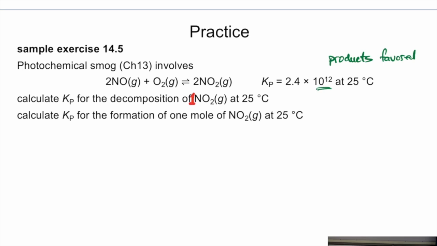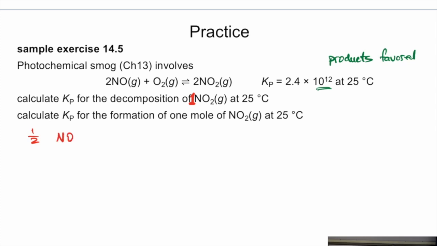But our formation reaction is for 2 moles. So we need to do some of these manipulations. So first, let's run it in reverse, okay? Or we can cut it in half. Which one do you want to do first? All right, let's just cut it in half. So step 1, let's cut everything in half.